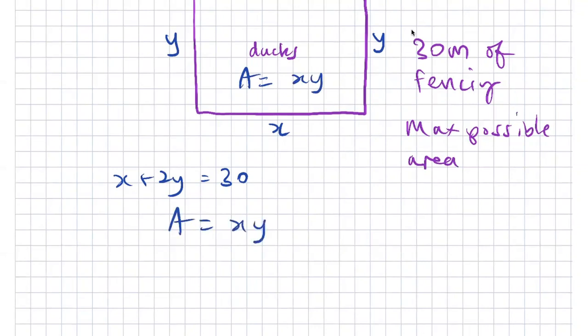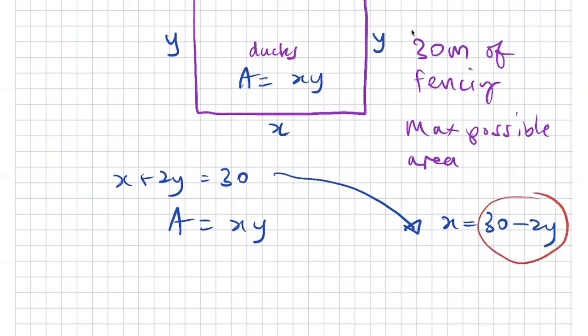That will be the thing that we need to differentiate. But I can't differentiate it as it is because it's got 2 variables. It's got x and y in it. So we're going to rearrange this top equation to make x the subject. So x is going to be equal to 30 minus 2y, just by subtracting 2y from both sides of the equation. And then we will substitute that wherever I see an x in that equation here. So we're going to make a substitution.